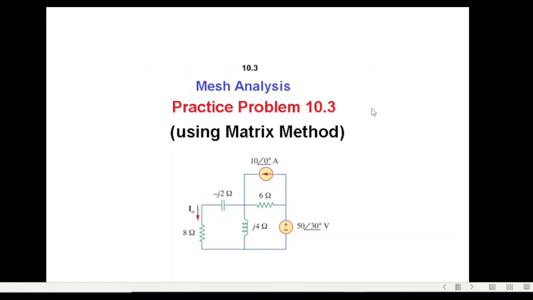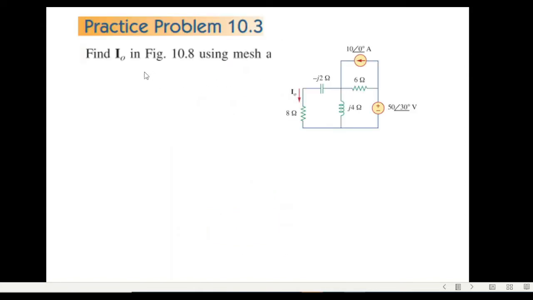This video is on the request of a student, and the request is to use the matrix method to solve this practice problem. So this circuit, we have to find I naught. This is I naught.